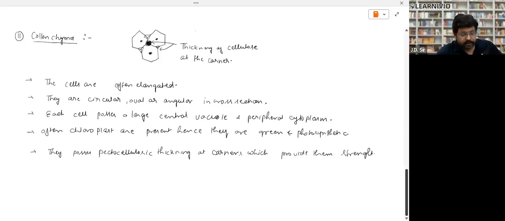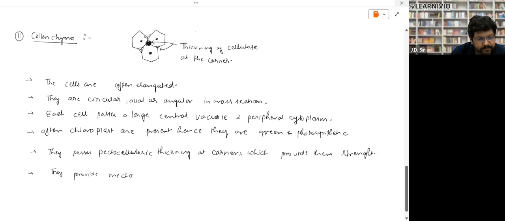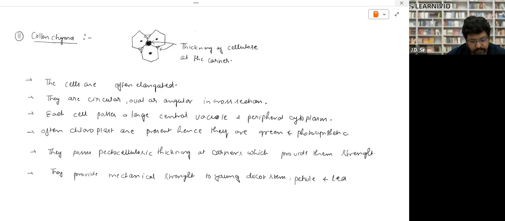And what is their main function? I have told you, they provide mechanical strength to young dicot stem. Petiole means leaf base and leaf. So this is all about the parenchyma. Please note it down.